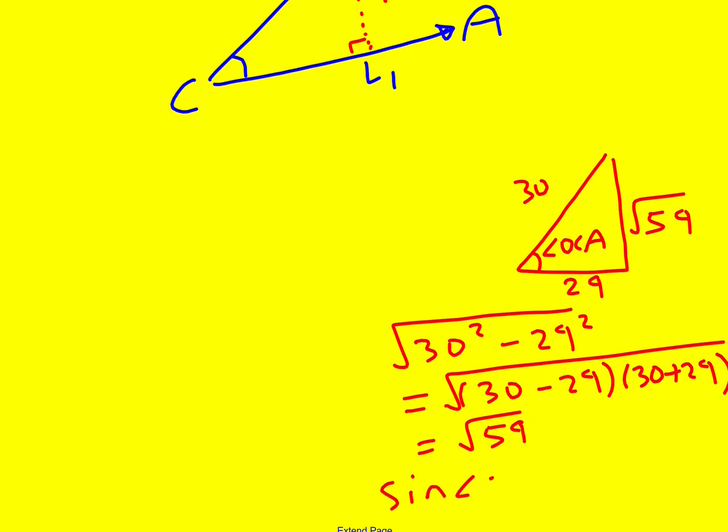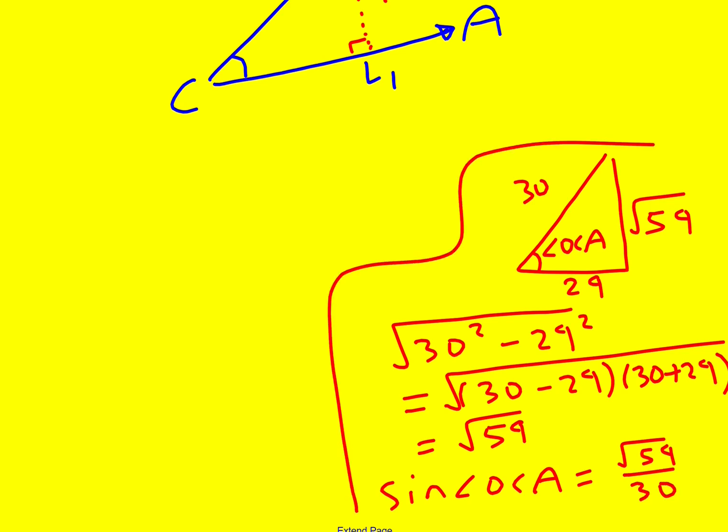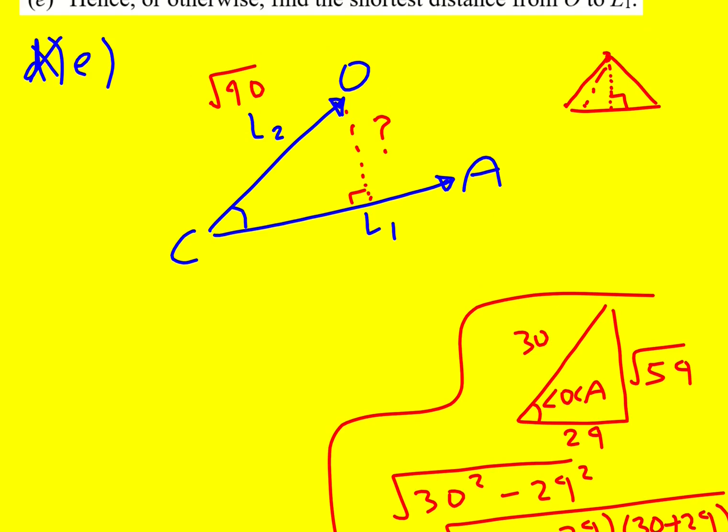And therefore sine of angle OCA is root 59 over 30. That's going to be useful because over here we have the same thing. So root 59 over 30 for this triangle is going to be question mark over root 90. And therefore OL, sorry, it's not OL, is it? I don't know what point this is. I'll call it the shortest distance.